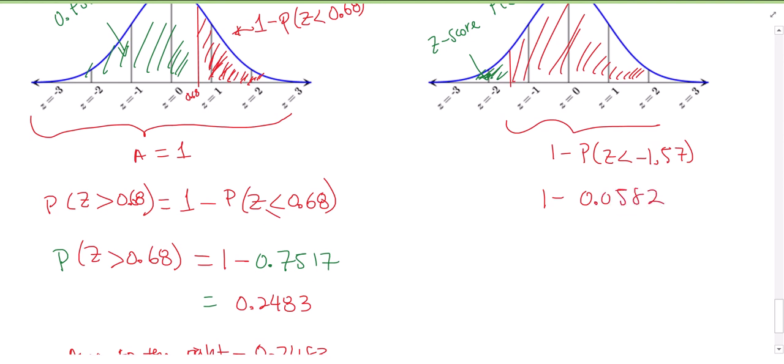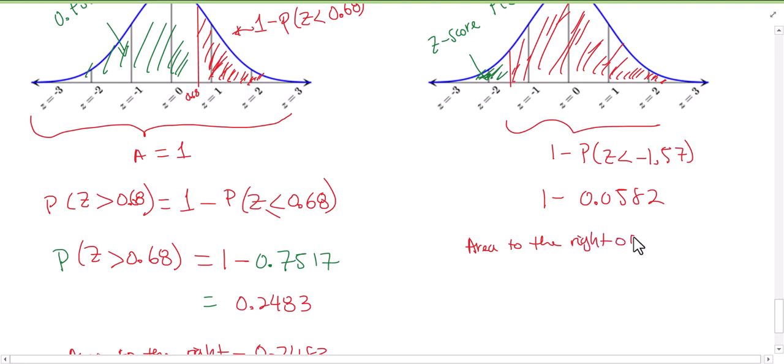And then put that in your calculator and see what we get. And notice that it should be a pretty high value because we have a lot of the curve shaded. Right? We have all this stuff. Most of the curve is shaded, so we should expect it to be a pretty high value. So the area to the right of our z-score, which was negative 1.57, is 1 minus that, which I got 0.9418.